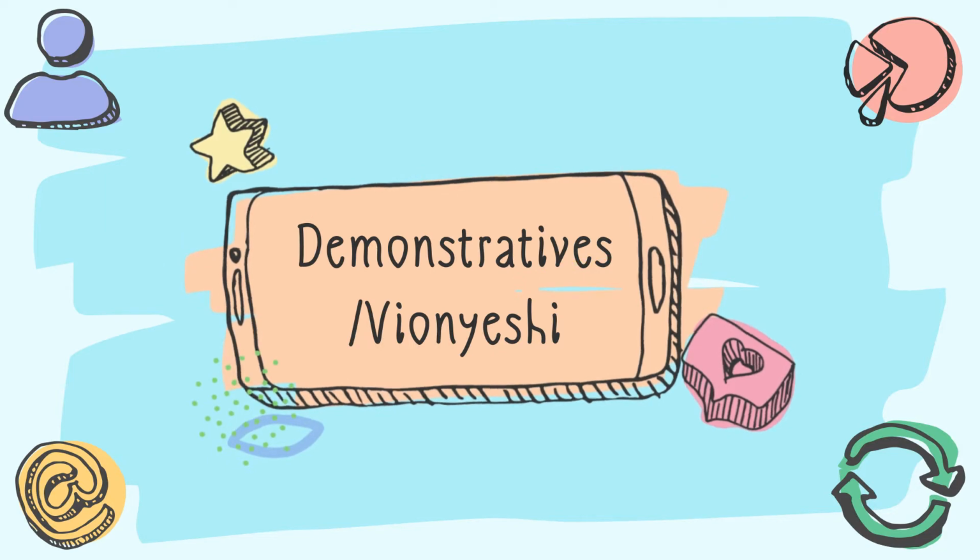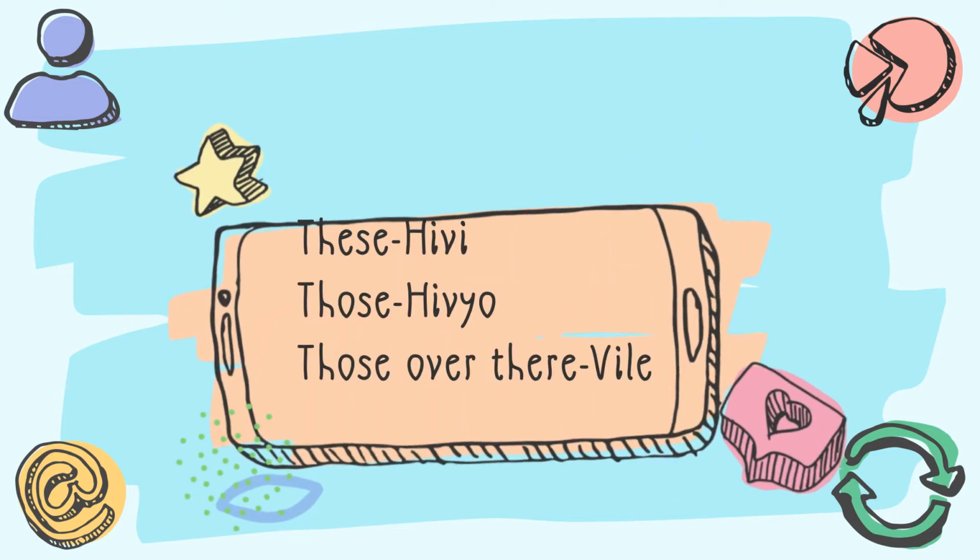Now let us move on to demonstratives, otherwise known as nionyeshi, for this noun class. As a reminder, there are 3 forms of demonstratives in Swahili: these, those, and those over there. In this case, these will be hivi, those will be hivyo, and those over there will be vile.